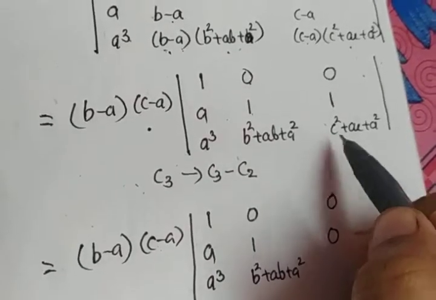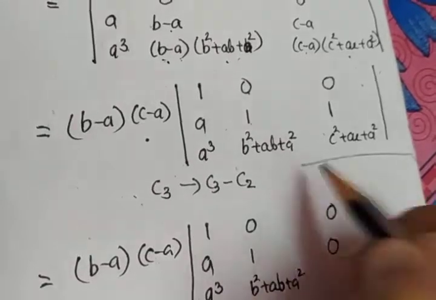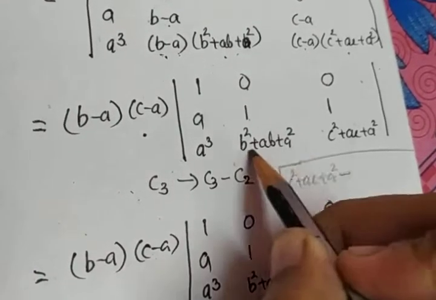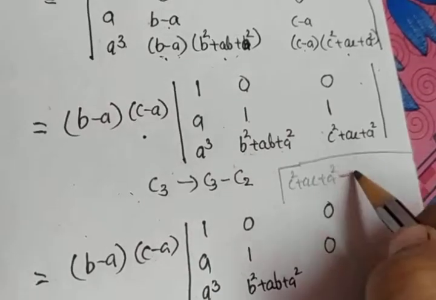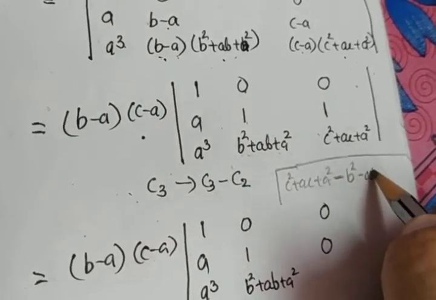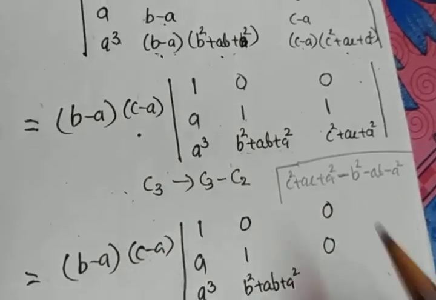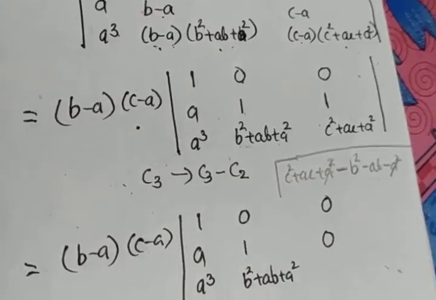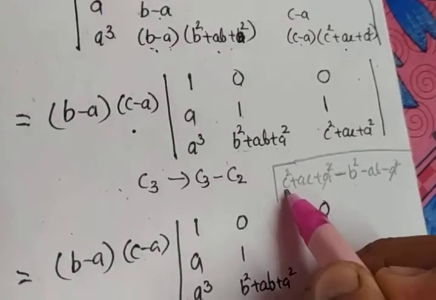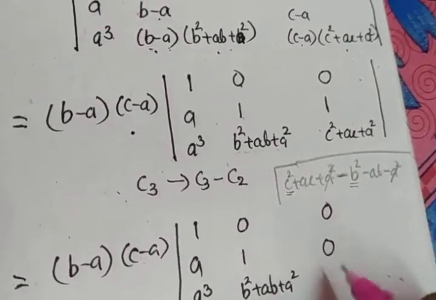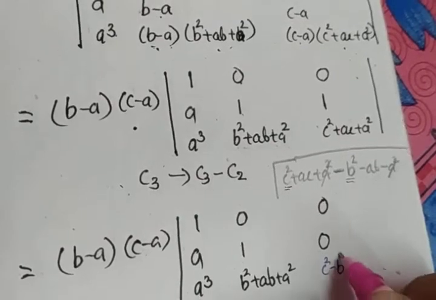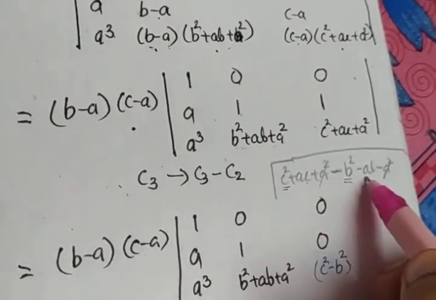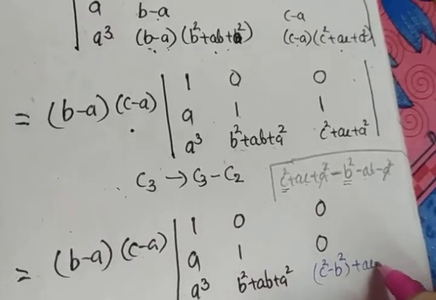And what about this element? This element is actually c square plus ac plus a square minus this term, isn't it? So all these terms become negative: minus b square minus ab minus a square. In that, minus a square and plus a square get cancelled. And I am rearranging the terms. I am taking c square and b square together, so I am writing c square minus b square together, and the other two terms, ac minus ab, together.